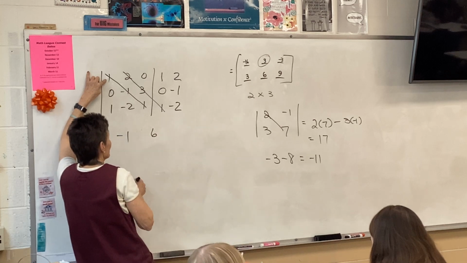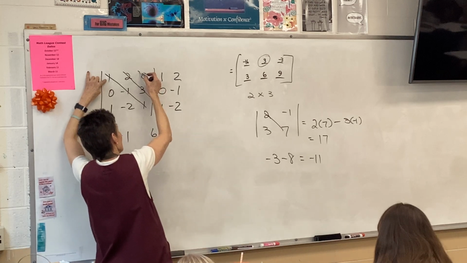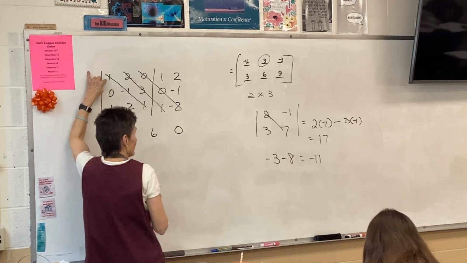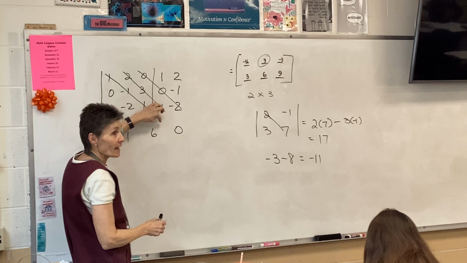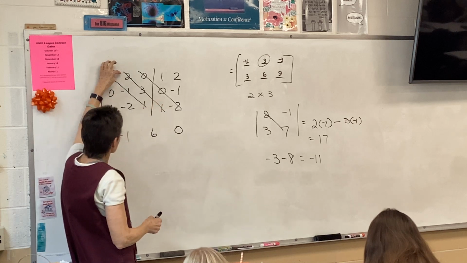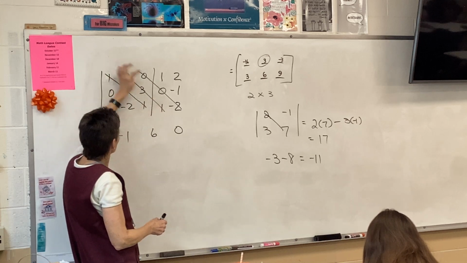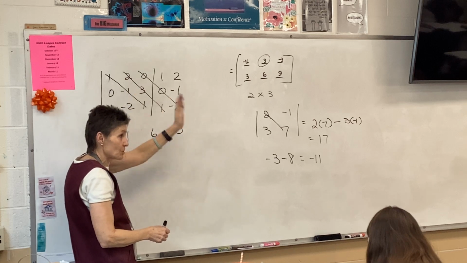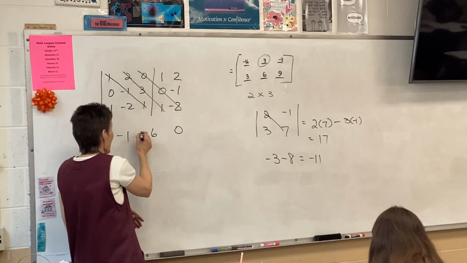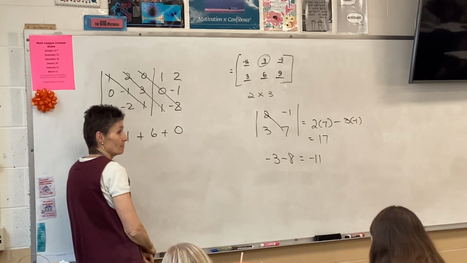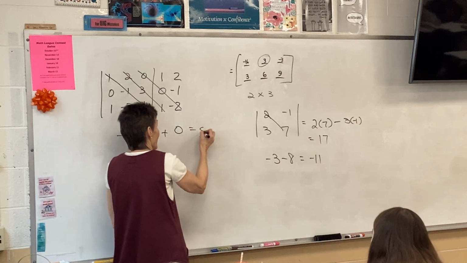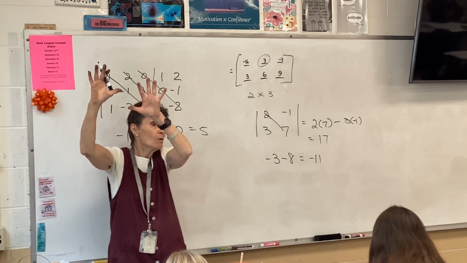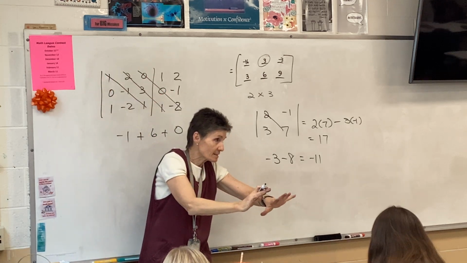And finally, multiply all of these together. 0. Alright, so first diagonal, second diagonal, third diagonal. Multiply each diagonal. Now we're going to add those numbers up, and we're going to get 5. So the total of all of this was 5.